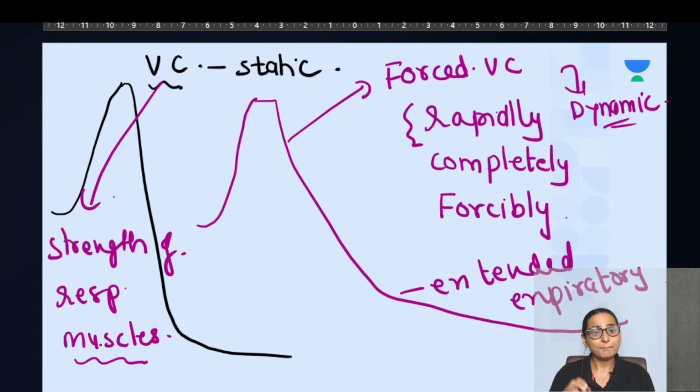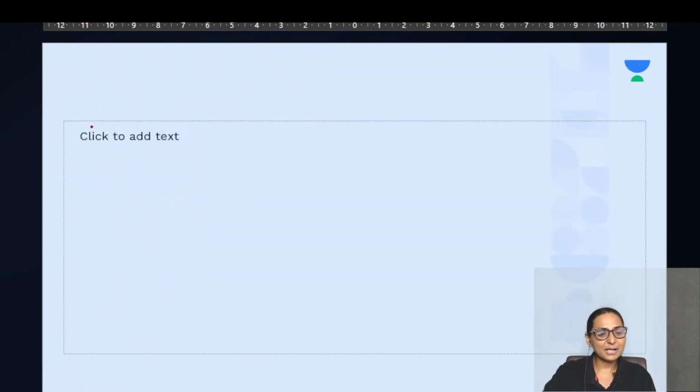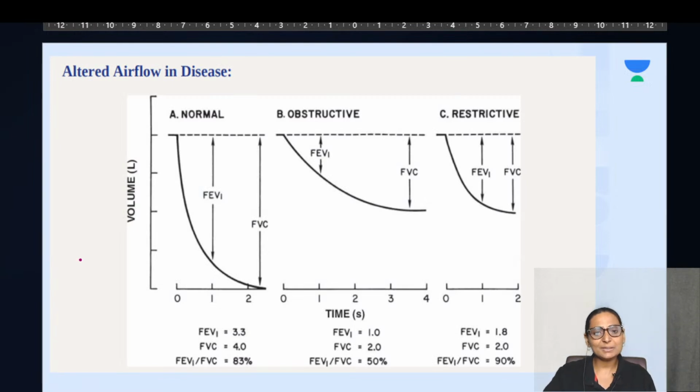But when I speak of the forced vital capacity, which uses the adverbs rapidly, completely, forcibly, I am not only measuring the volume, but I am also looking into the speed. It becomes dynamic. This FVC becomes very, very important. Why is it very important? Because I have to look at whether it is an obstructive airway disease or a restrictive lung disease, which is given by the ratio of FEV1 to FVC.